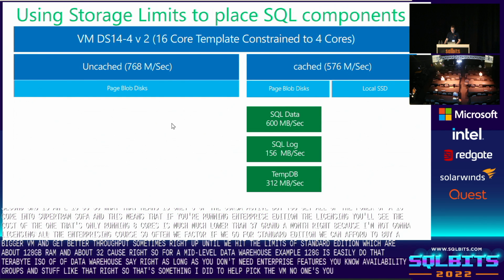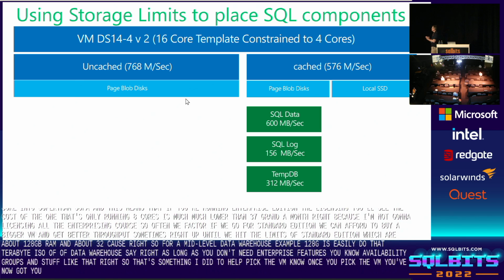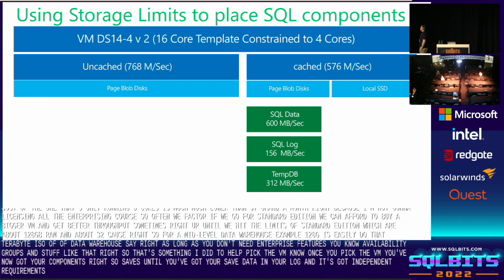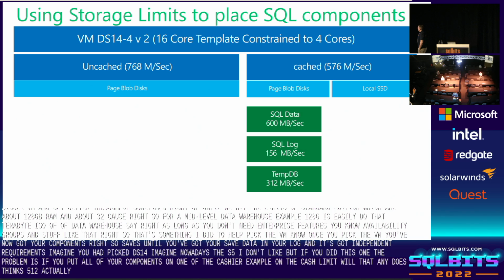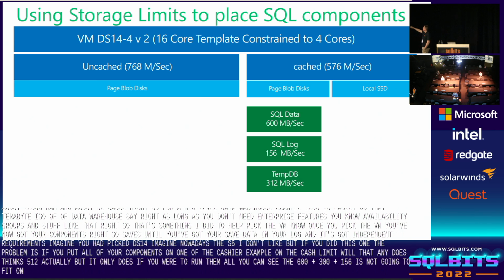Now, once you've picked the VM, you've now got your components, right? So say, for example, you've got your data and your log, and they've each got independent requirements. And imagine you had picked a DS14. I imagine nowadays you should probably pick the ES5, I'd hope, right? But if you did pick this one, the problem is, if you put all of your components on the cache, so say, for example, the cached limit, well, that only does, I think it's 512 actually, but if you were to run them all, you can see that 600 plus 300 plus 156 is not going to fit on the throttle. So what's going to happen is your workload is going to be throttled at the VM level.